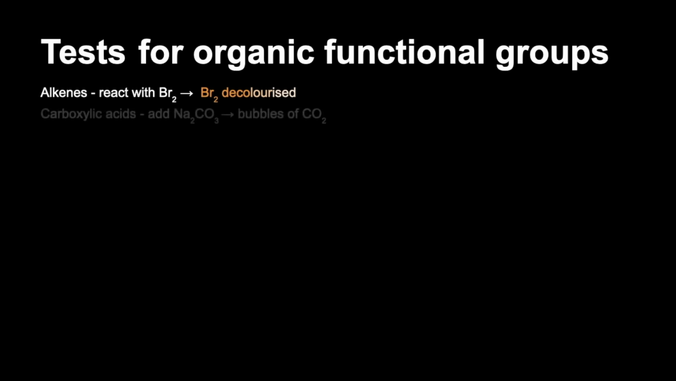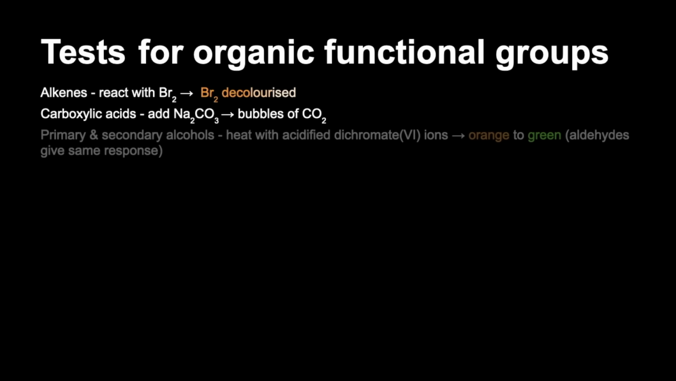Carboxylic acids, you add sodium carbonate and you get bubbles forming, which is CO2. Primary and secondary alcohols, you can heat them with acidified dichromate(VI) ions and you get the orange to green colour change. Remember, aldehydes can also be oxidized, so they will give that same response there.